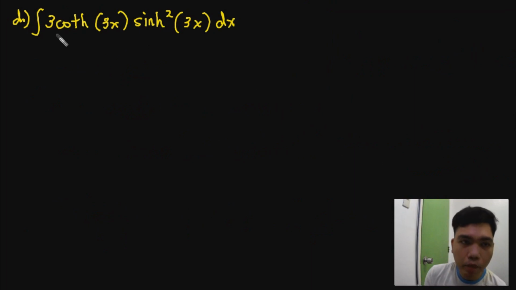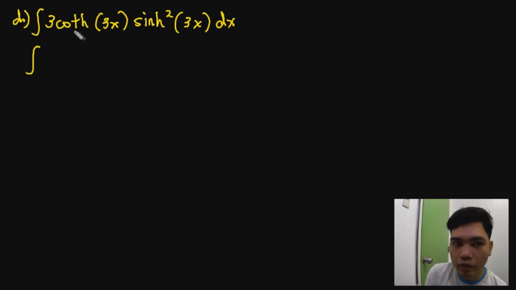Now for this example, we have the integral of 3 hyperbolic cotangent of 3x, and then the hyperbolic sine of 3x squared dx. Now, what would be our u function here? If you try to differentiate hyperbolic cotangent 3x, it will not result in hyperbolic sine of 3x, and as well as this being differentiated will not result in this first expression. So what we have to do here is to redefine this by using some of the properties of our hyperbolic functions.